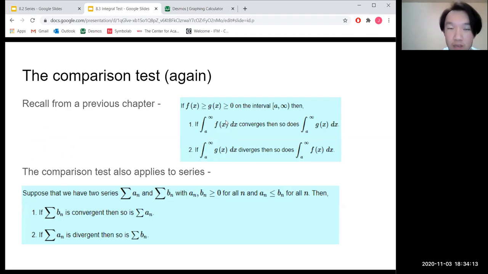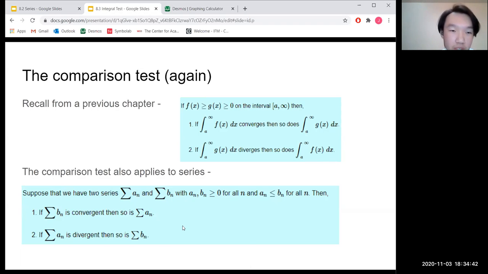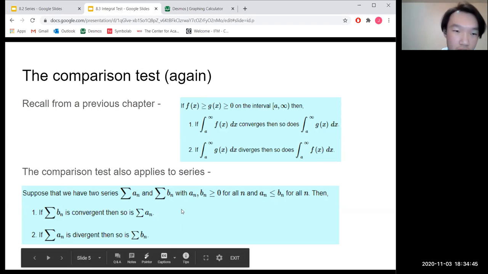It appears that the comparison test also applies to series. So let's just read it down here. Suppose we have two series, A and B. Here we're saying that B is the bigger one and A is the smaller one. So if B is convergent, then A is also convergent. And if A is divergent, then B is also divergent. It's basically the same thing as the integral version, but they're just restating it for series.